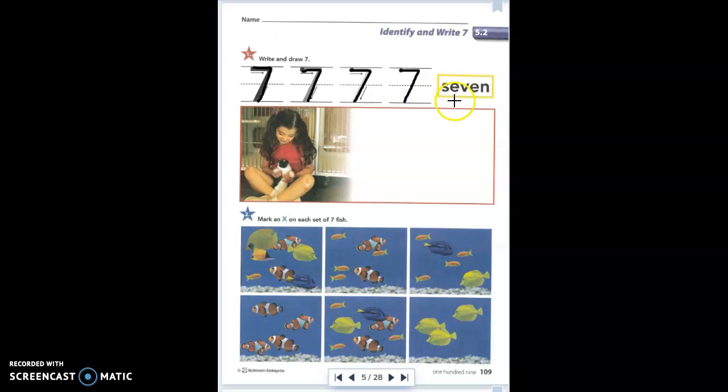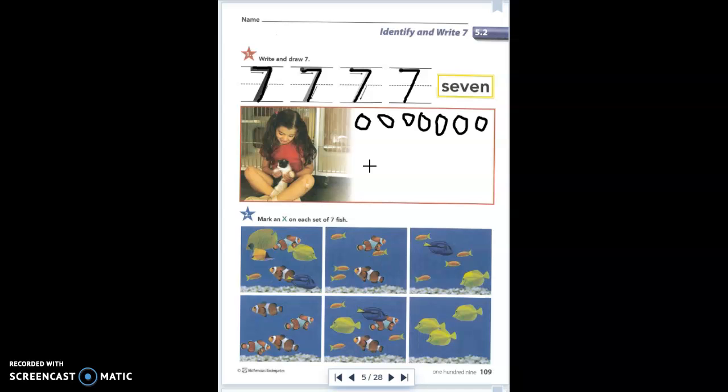I can also represent 7 with the number word S-E-V-E-N. So I could use either the number symbol, 7, or I could write the number word. Another way I can represent 7 is by drawing 7 objects. So 1, 2, 3, 4, 5, 6, 7. And I can also write 7 with tally marks.